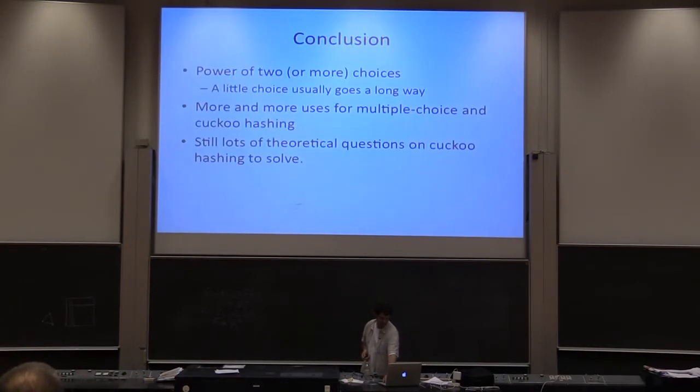All right, so I think we're getting near the end, so I'll conclude. In some sense, both of my talks have been about the power of using multiple hash functions, the power of having more choices. In this talk, really the power of two or more choices, that a little choice goes a long way in terms of load balancing in particular. And I think what we're seeing in practice is more and more people are finding uses for this sort of multiple choice and Cuckoo hashing techniques.